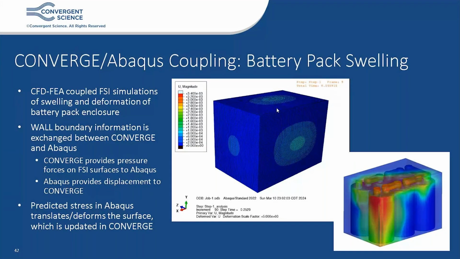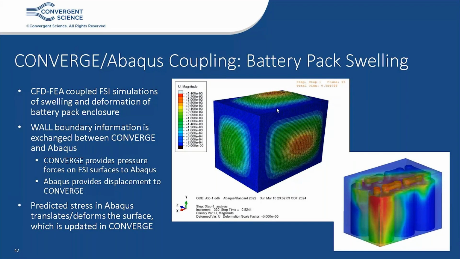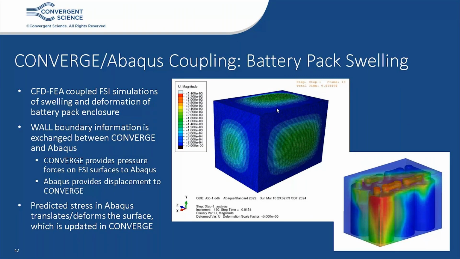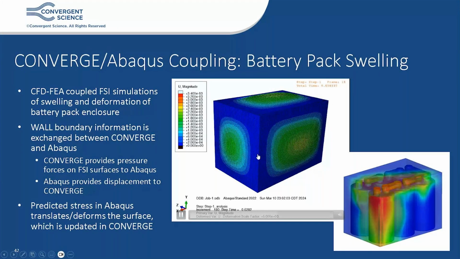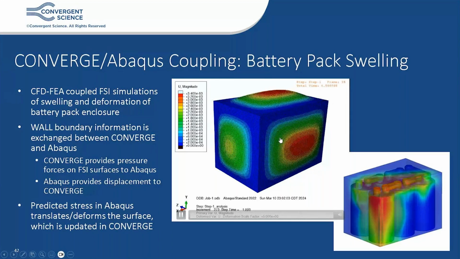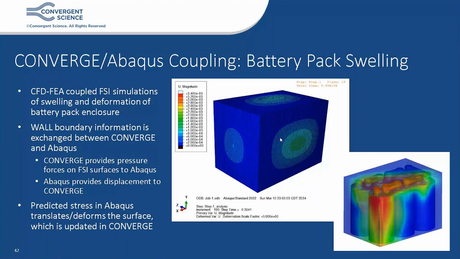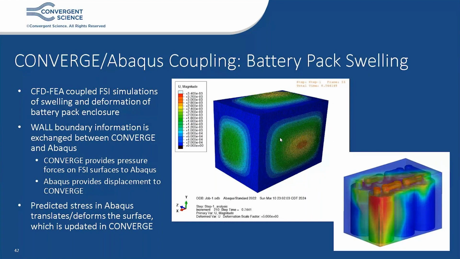Now you can run a new simulation with a different material. People seek to reduce the weight of the battery pack, so instead of using aluminum, they can use some polymers or plastics, but those might not be as structurally stable as aluminum. So people can run these investigations and optimize their material selection and design.